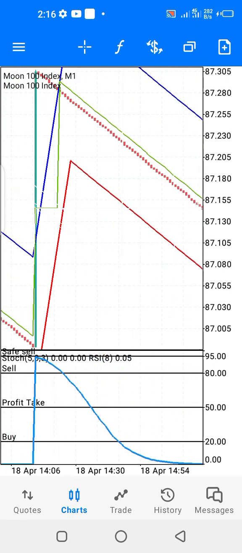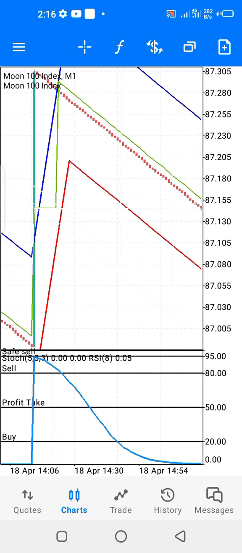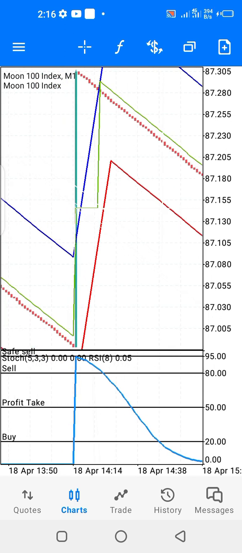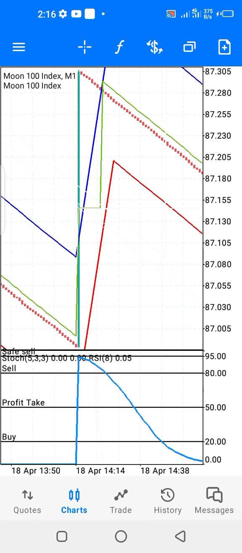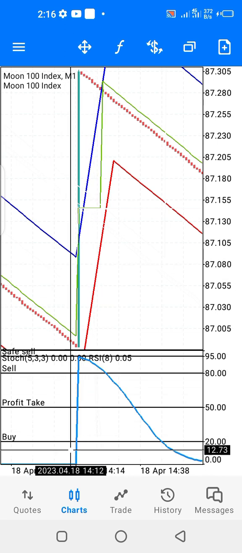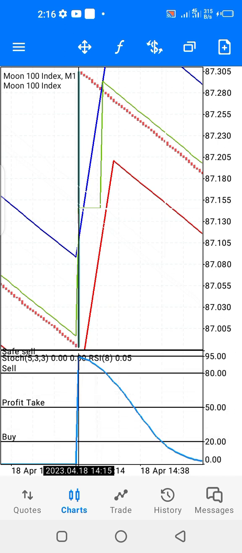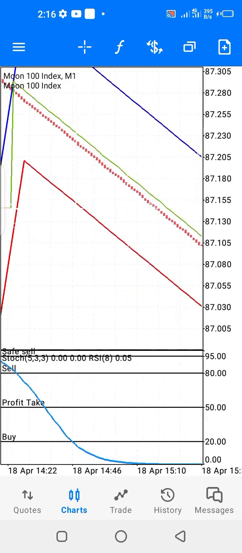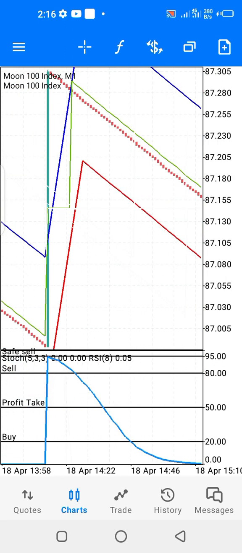All right, so this is basically the explanation to this strategy. Number one, make sure that this blue line starts from this sell region, touches the 95 before you can sell. All right, before you can sell. This works perfectly for Moon 100.